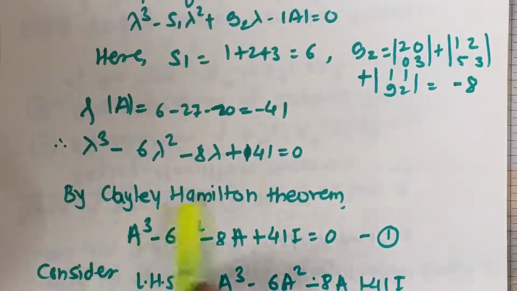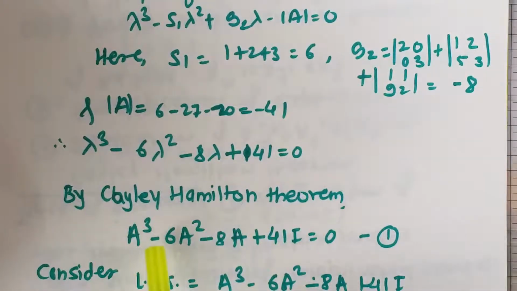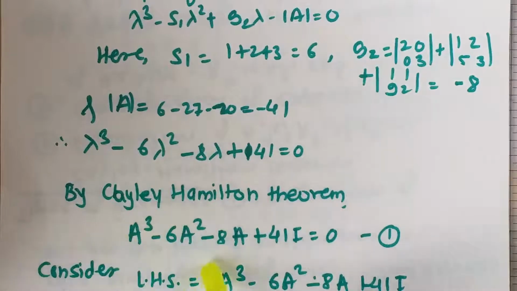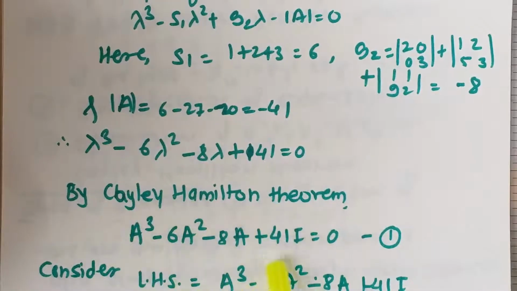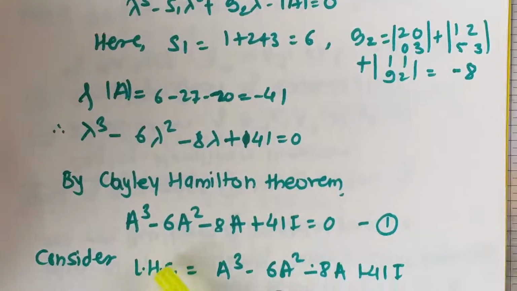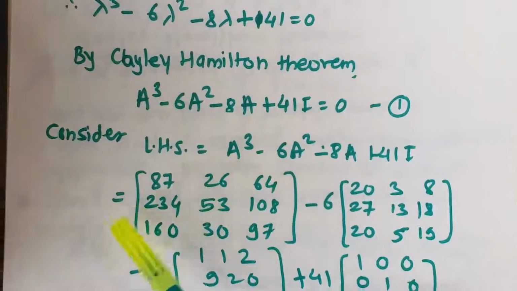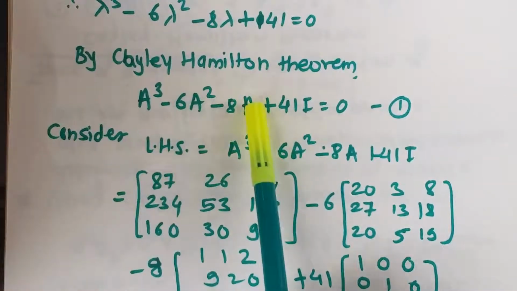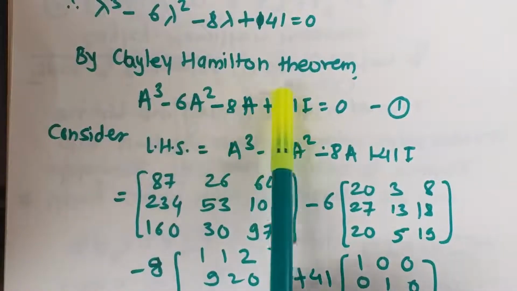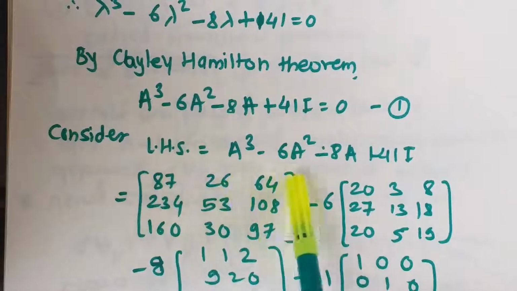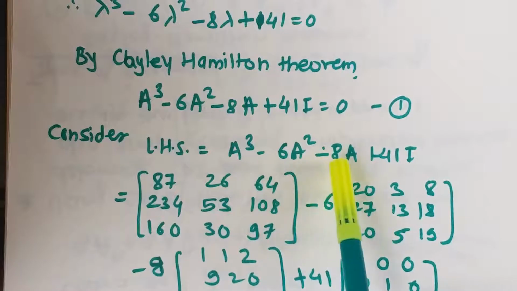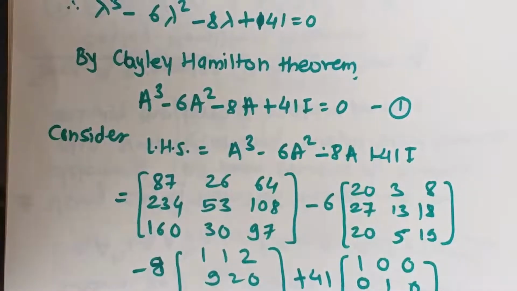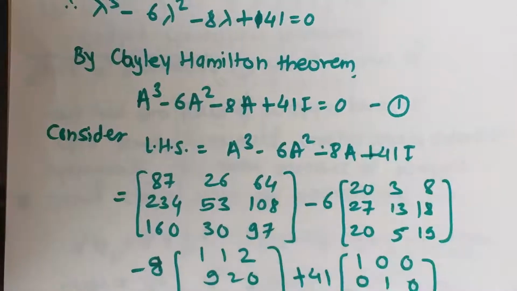Now this is by the Cayley-Hamilton theorem, we need to verify this, right? We need to verify this means we need to check whether the left hand side equals the right hand side, that is whether the addition of these matrices equals the null matrix or not. That is how we verify the Cayley-Hamilton theorem. So consider for that purpose the left hand side of this equation, which is the matrix A cube minus 6A square minus 8 times A plus 41 times I equal to 0.